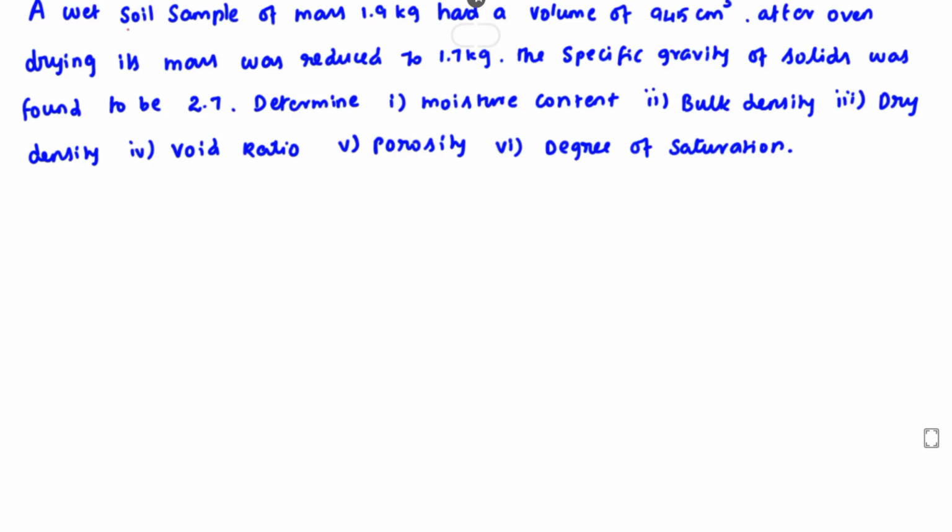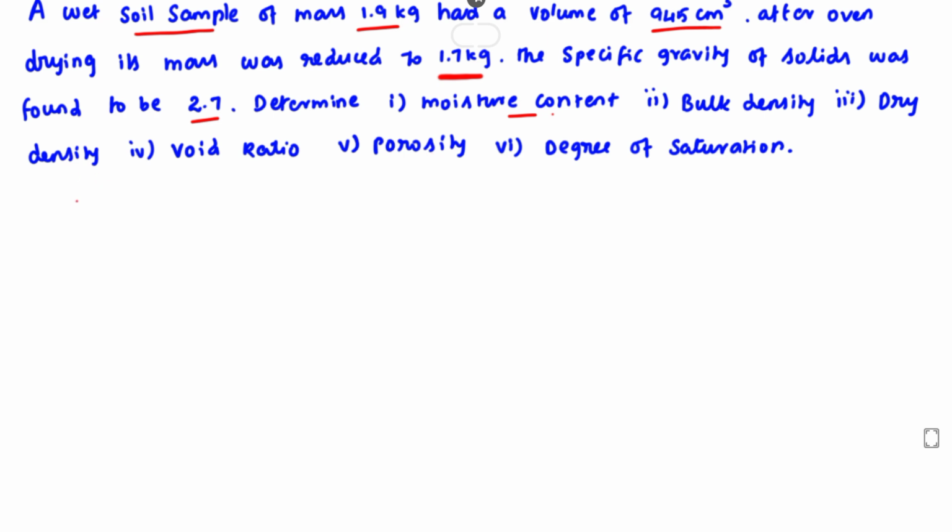Today we're going to see the problem related with soil mechanics in the topic of index properties. The problem is a wet soil sample of mass 1.9 kg have a volume of 945 centimeter cube. After oven drying, its mass was reduced to 1.7 kg. The specific gravity of the solid was found to be 2.7. So determine moisture content, bulk density, dry density, void ratio, porosity and degree of saturation.